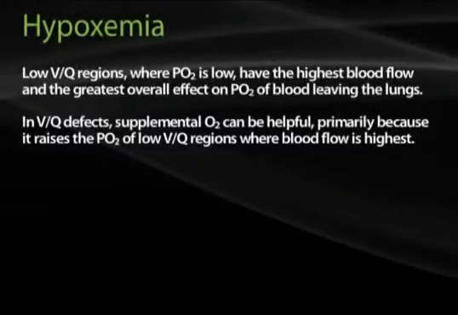and they contribute little to the total blood flow. In low VQ regions, where PO2 is low, they have the highest blood flow and the greatest overall effect on the O2 of arterial blood leaving the lungs. In a VQ defect, supplemental oxygen also is going to be helpful, primarily because it raises the PO2 in the low VQ regions where blood flow is highest.